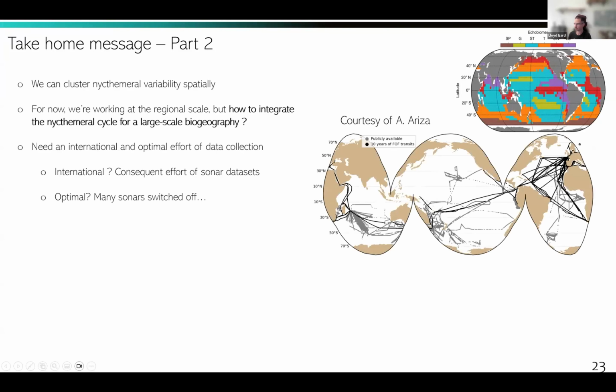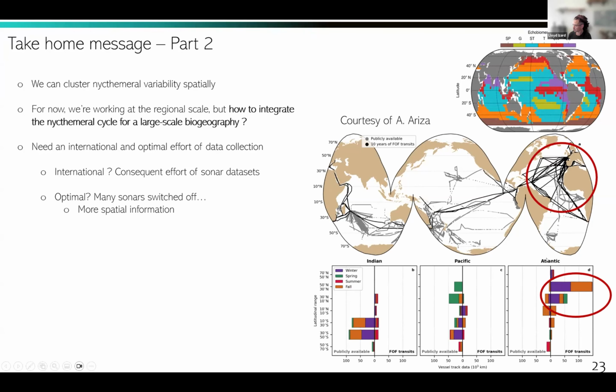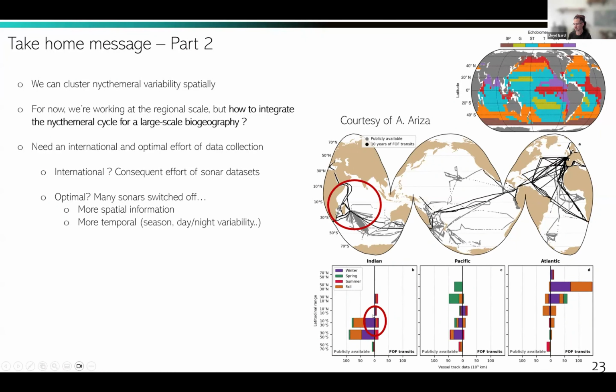And why optimal? I found this point quite interesting. Here is a map that shows in gray the different points that were used to do this map from the French fleet, and you can see in black the different regions where the data was not usable because the sonars were switched off. Here it shows the loss of signal that we did not get because the sonars were switched off. And that's a lot of information for the Atlantic mid-trophic level distribution. And for other regions, for instance, you get some seasonal variability or day-night variability that would have been covered with such information as well.